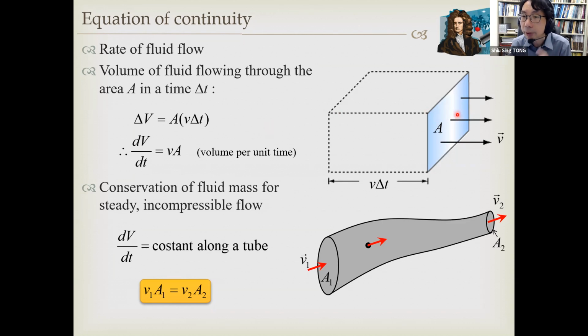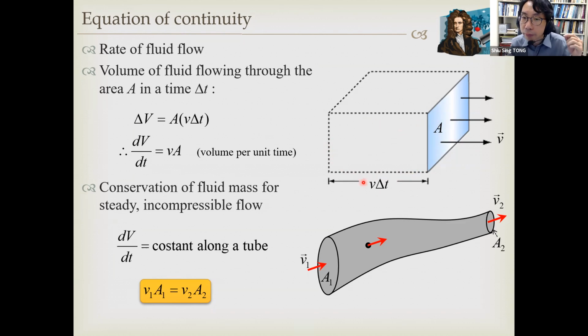Now let's consider a simple situation where you have an area A here, and the velocity of flow is perpendicular to that area. Okay. Now imagine I wait for a time delta t. Delta t is a sufficiently small time. What is the volume of liquid that passes through this area? I ask this question.